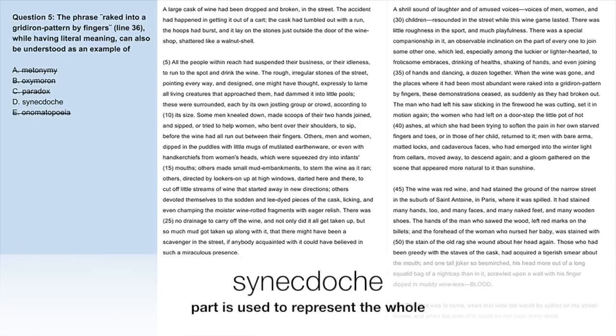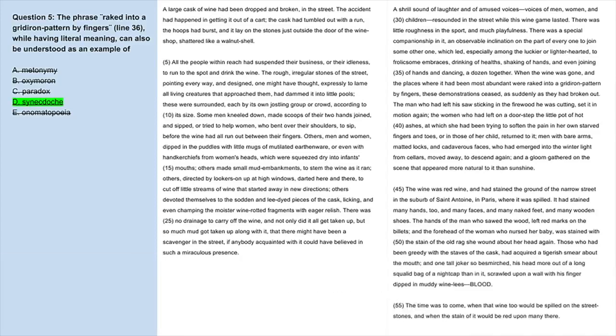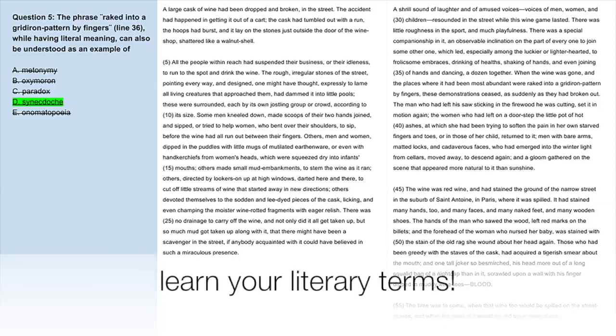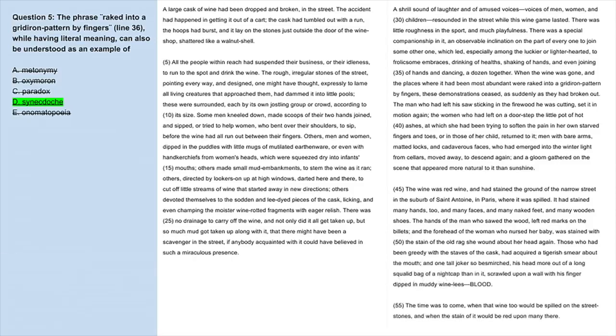Synecdoche is when part of something is used to represent the whole, such as using the word "suits" to represent businessmen, or calling workers "hired hands," or referring to a car as "wheels." That's the closest thing to what's happening here. You can think of fingers as representing the people who are actually doing the raking, since the fingers couldn't do the raking on their own without people attached to them. So, don't forget to learn your literary terms, and the best answer is D, synecdoche.